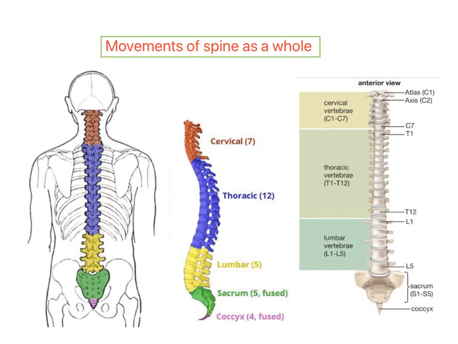Dear students, welcome back. In the previous session, we discussed the articulations of the spine, or the vertebral column. We discussed that there are two kinds of joints: one is the intervertebral joints, and the other is the zygapophyseal joints. We discussed both of these joints in detail, and also the types of motions that occur in them.